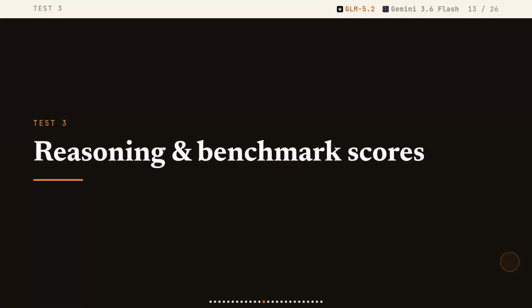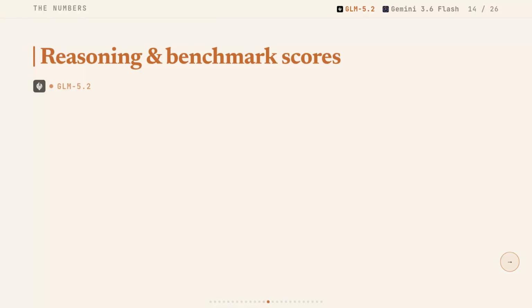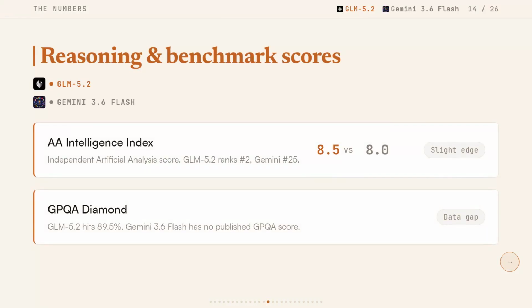That's test 3, reasoning and benchmark scores. I know you've probably heard that benchmark numbers don't always predict real-world success, and that's fair, but an 89.5% score on GPQA Diamond is a hard number from an independent test. And when your agent gets a multi-step reasoning task wrong, that's a real failure with real consequences. What surprised me here is the ranking gap.